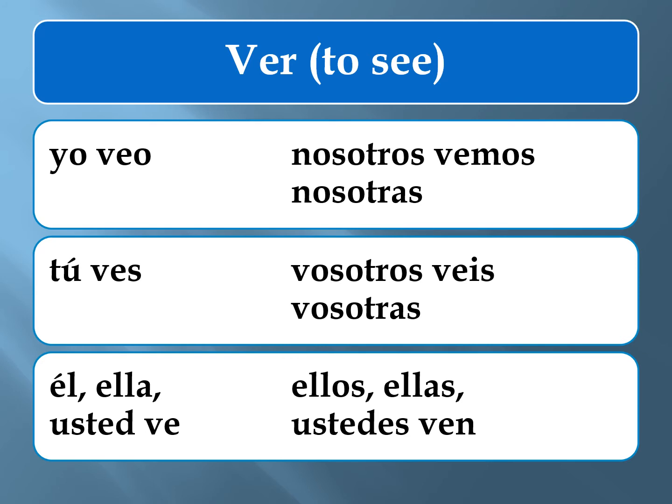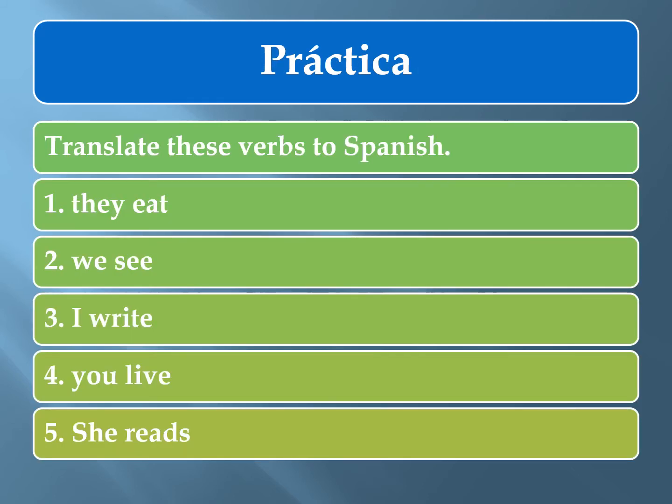Yo veo, I see. Tú ves, you see. Él, ella, usted ve, he sees, she sees, you see, the formal version. Nosotros, nosotros vemos, we see. Vosotros veis, y'all see. Ellos, ellas, ustedes ven, they see, or all of you see. And for the proper pronunciation in most places, a V is going to be pronounced like a B as in boy.